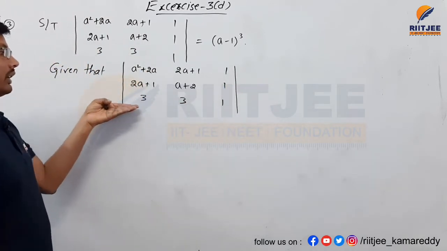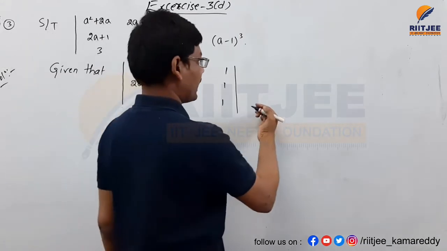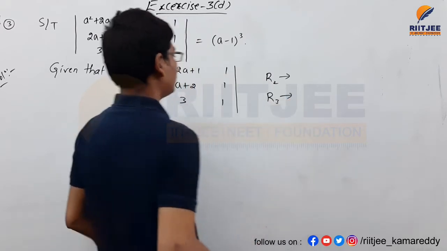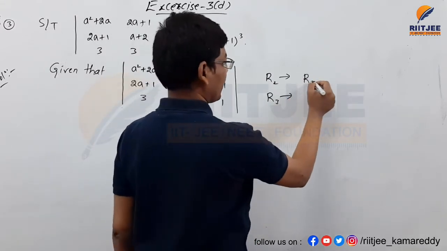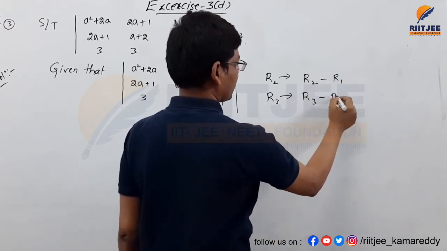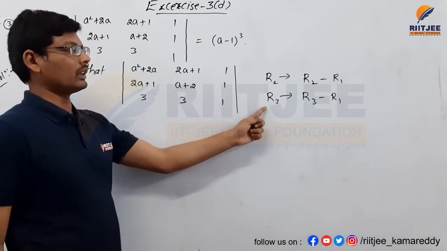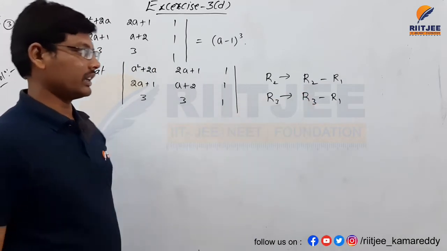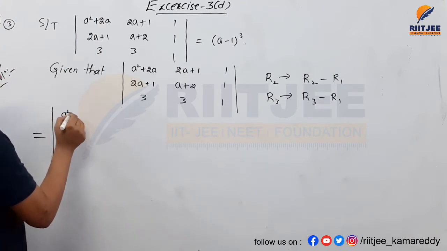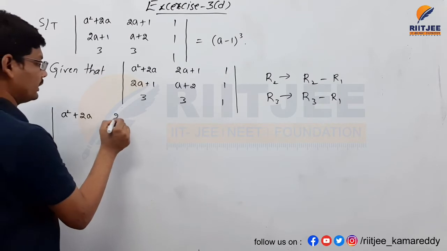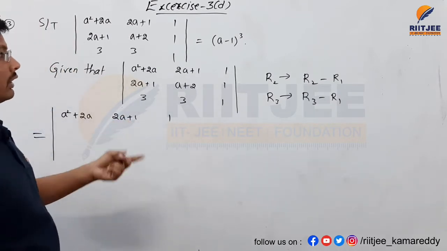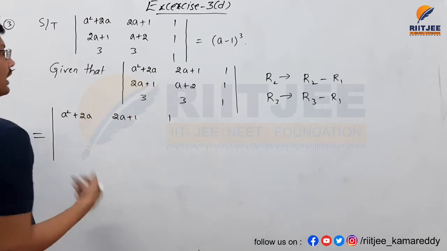And for this one I am changing R2 to R2 minus R1, as well as R3 changed to R3 minus R1, changing row 2 and row 3 with respect to R1 here. So the resultant determinant here: a square plus 2a is common, and 2a plus 1 and 1. Here R1 remains the same, we don't want to change this one, I am writing it as it is here.